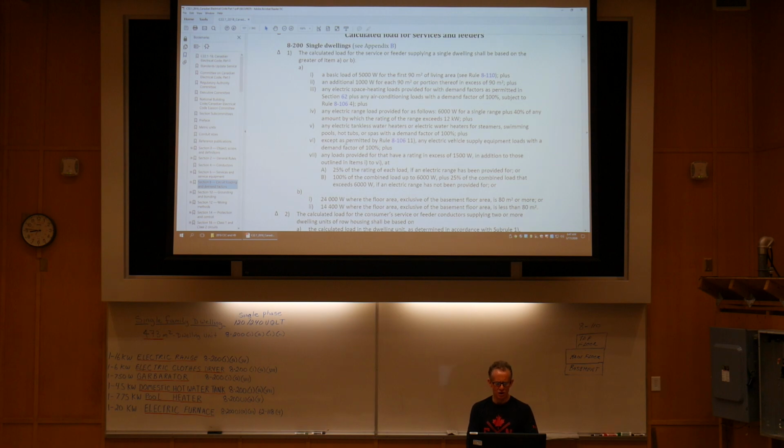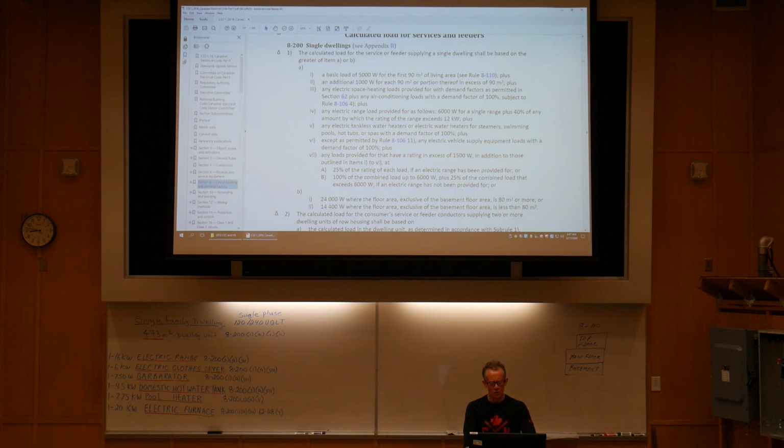If we had an electric vehicle charger, we would look down here at 8-201 (6), which says, except as permitted by 8-106 (11), any electric vehicle equipment loads with a demand factor of 100%. Rule 8-106 (11) is an electric vehicle management system. You're not going to see that type of scenario in a single-family dwelling, but you were definitely going to see electric vehicle supply equipment loads in the future, if you don't already have, in single-family dwellings. So if you have one electric vehicle charger, it must go in with 100% rating.